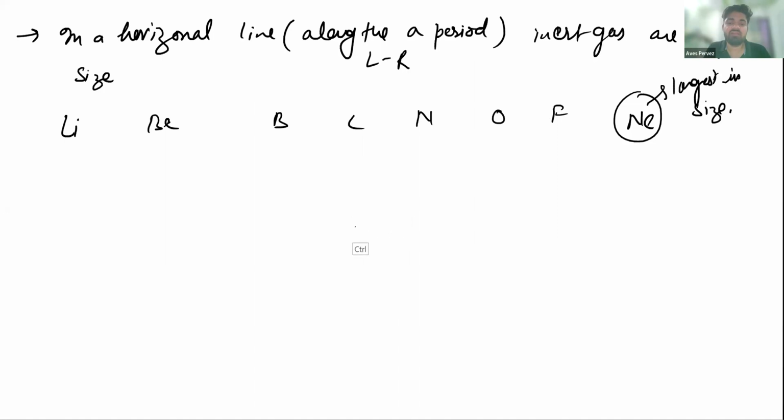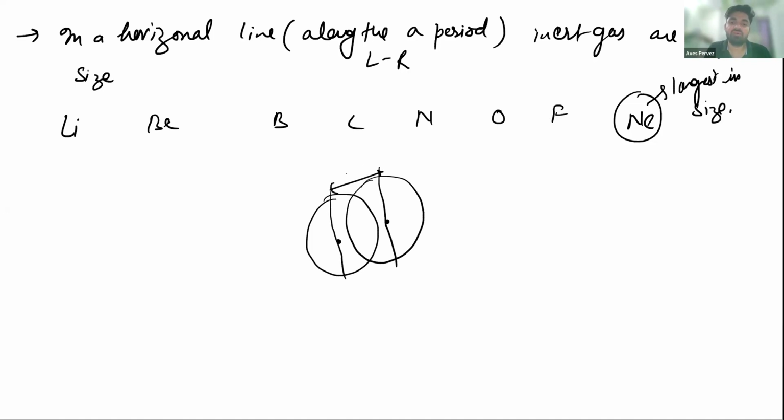Since the covalent bond is formed, the atoms actually overlap each other, so their nuclei come closer. This is the average distance. Actually, we are just measuring the radius up to here, not up to here.